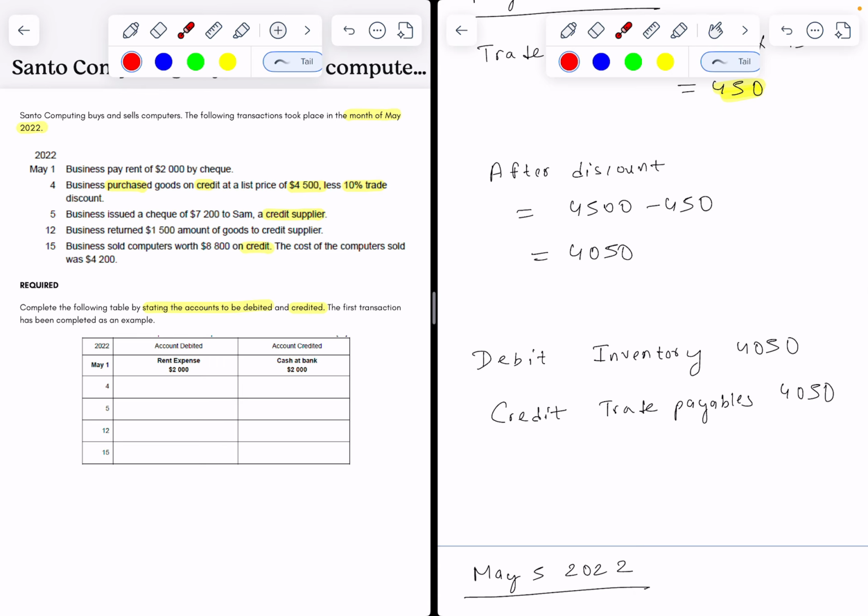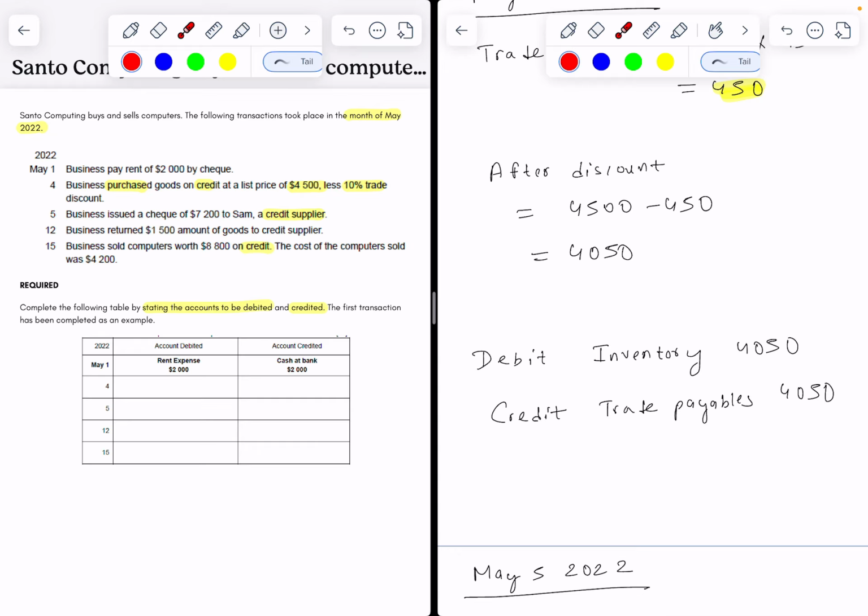So we would debit the inventory account by $4,050 in the books of Santo Computing, and simultaneously, we will credit the trade payable account, which is the supplier account, because the transaction clearly mentions that these items were bought by Santo Computing business on credit. So obviously a liability is taking place. So we credit the trade payables account by $4,050, okay? So what's happening in this transaction is that an asset is increasing and also simultaneously liabilities are increasing.